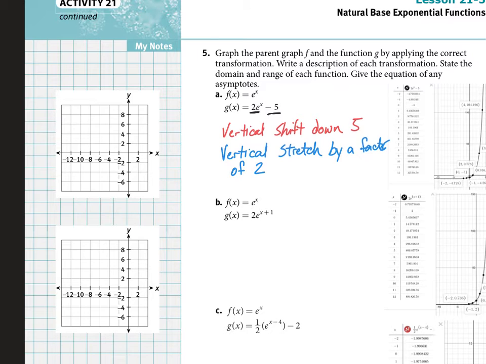This gives no change in the domain, so domain is all the same. I'm not even going to mention domain anymore. But the range, which is normally y greater than 0, has now been shifted down 5, so y is greater than -5.